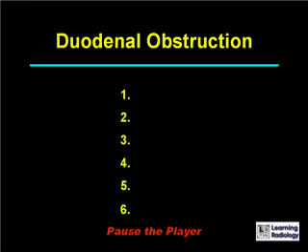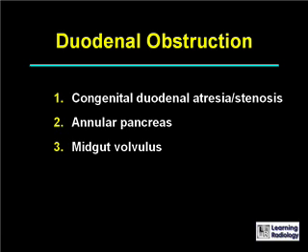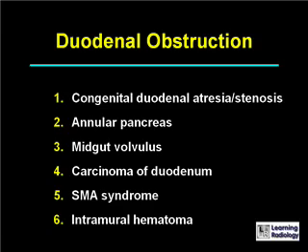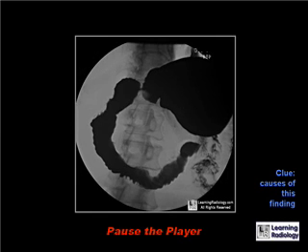The differential is for duodenal obstruction in a child or adult. There are 6 causes listed. The 6 causes of duodenal obstruction include congenital duodenal atresia or stenosis, annular pancreas, or midgut volvulus in a child, and carcinoma of the duodenum, superior mesenteric artery syndrome, and intramural hematoma. This is the next differential diagnosis.